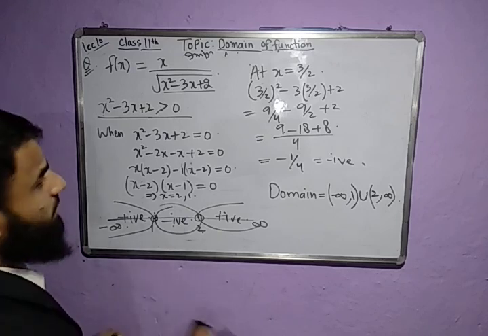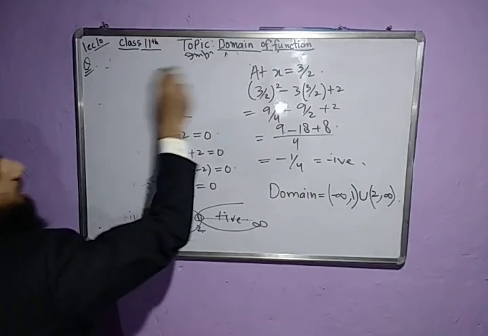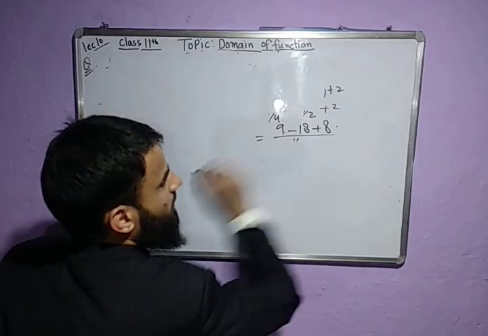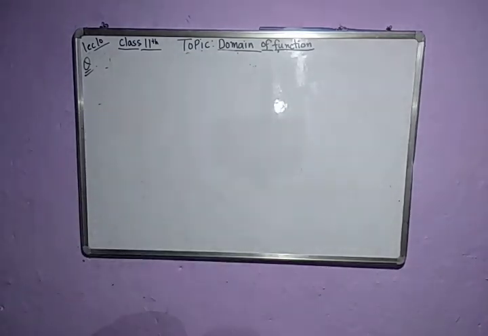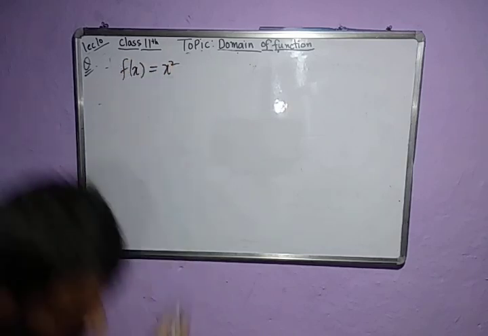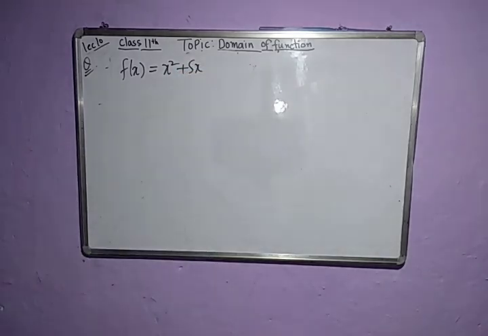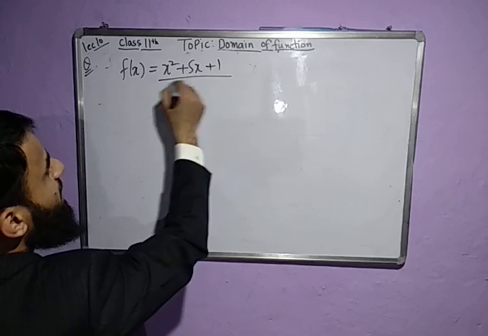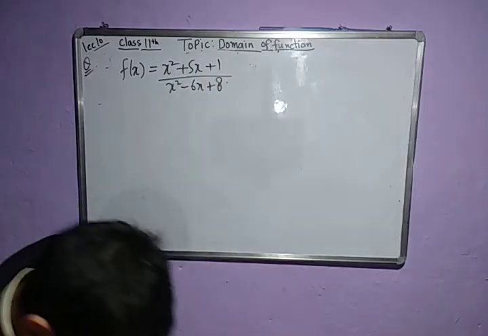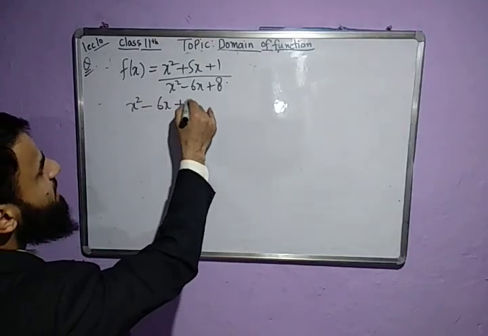Now, last question. I will discuss the last question. There is a question, f of x is equal to x square plus 5x plus 1 divided by x square minus 6x plus 8. It's very simple. For this function to be defined, the denominator should not be equal to 0. That means x square minus 6x plus 8 should not be equal to 0.